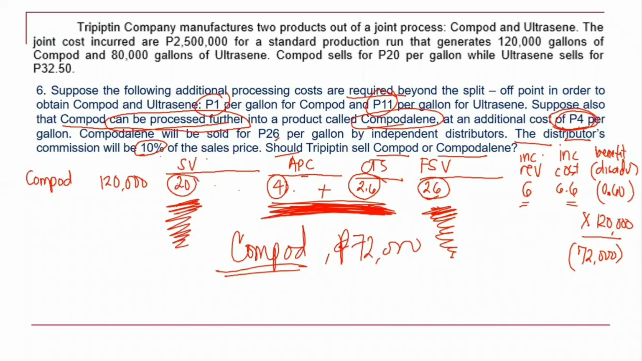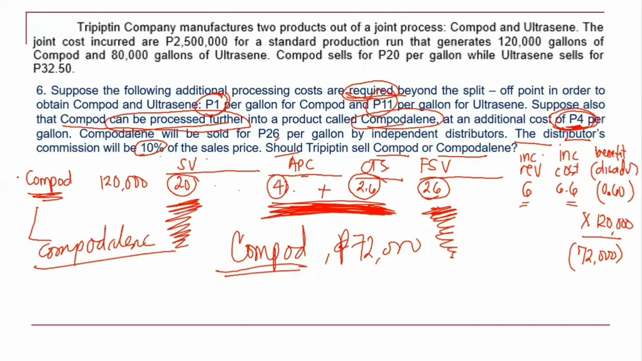Ang pinag-uusapan lang naman, at saka yung piso na to, part siya ng Compod talaga. So pag nakaraan na, part na ng Compod, na-allocate na sa kanya yung piso na yon, doon na lang tayo sa mula Compod ay magiging Compodalin. Compodalin yung ibebenta natin. So ang nadagdag lang mula Compod to Compodalin ay yung 4 pesos na additional processing cost. So mag-ingat po pag maraming additional processing cost na pinag-uusapan kung nasaan yung part na yon. Kasi sabi dito, required beyond the split off point. So therefore, that's already part of your cost of Compod, yung piso na yon.